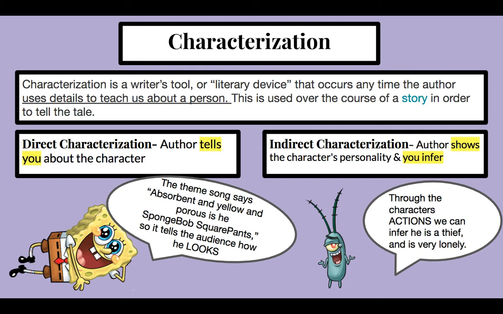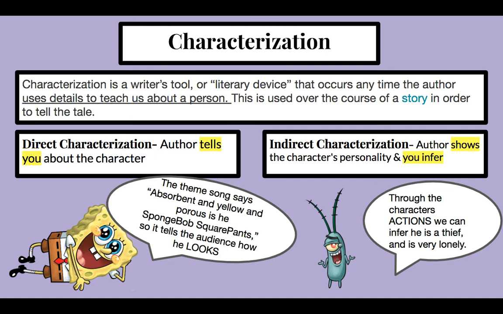So as you can see, here for direct characterization, we have SpongeBob. And in the theme song, it says, absorbent and yellow and porous is he, SpongeBob SquarePants, right? Now, that is the author telling us exactly how SpongeBob looks. He's absorbent, he's yellow, etc. Then we have indirect characterization.